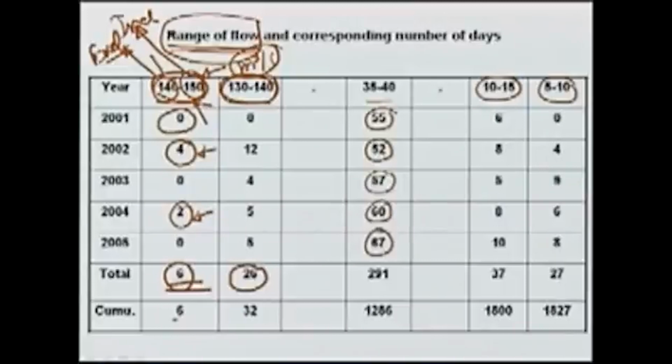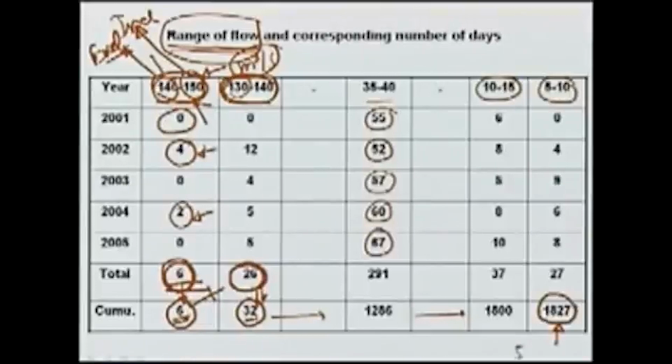And then we would do a cumulative discharge. So, this will be 6, then 6 plus 26 will give us 32 and so on. So, this 6 represents the number of days for which discharge is higher than 140, and 32 represents the number of days for which discharge is higher than 130, because 130 to 140 is 26 and 140 to 150 is 6. So, the total of these two will give us the number of days for which discharge is more than 130 meter cube per second. Similarly, we do all this and ultimately this 1827 represents 5-year data.